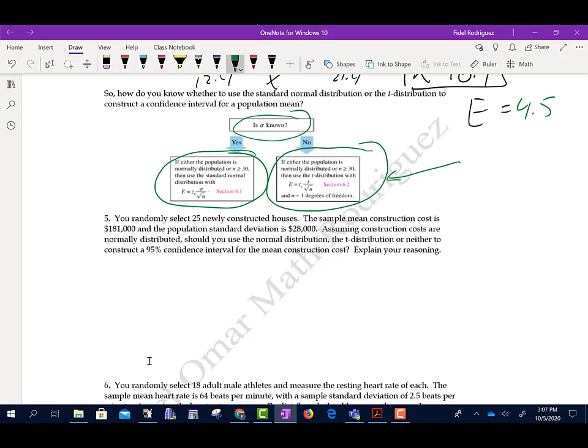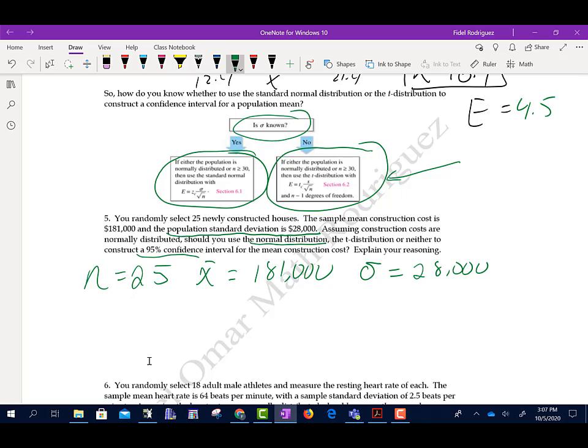So let's take a look here at number 5, and it says you randomly select 25 newly constructed homes. All right, so what does that tell me? N is 25. The sample mean construction cost is $181,000, so my X bar is $181,000 with a population standard deviation of 28,000, okay? Assuming construction costs are normally distributed, should we use the normal distribution, the t-distribution, or neither to construct a 95% confidence interval? We're going to use the normal distribution. Why? Because we are given the population standard deviation, okay?